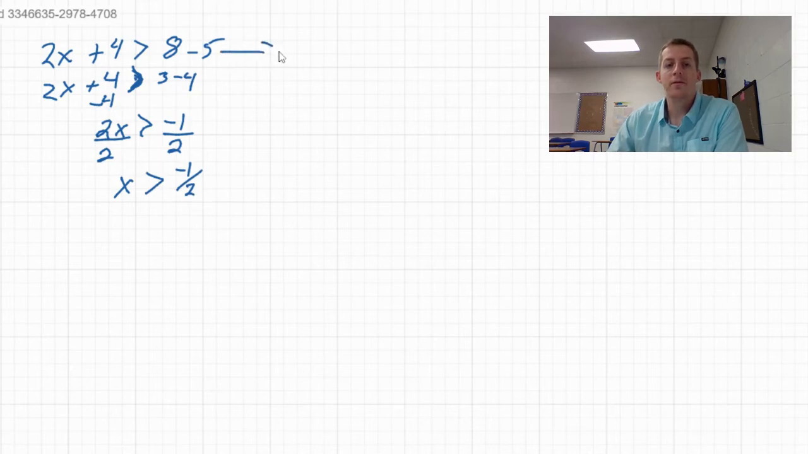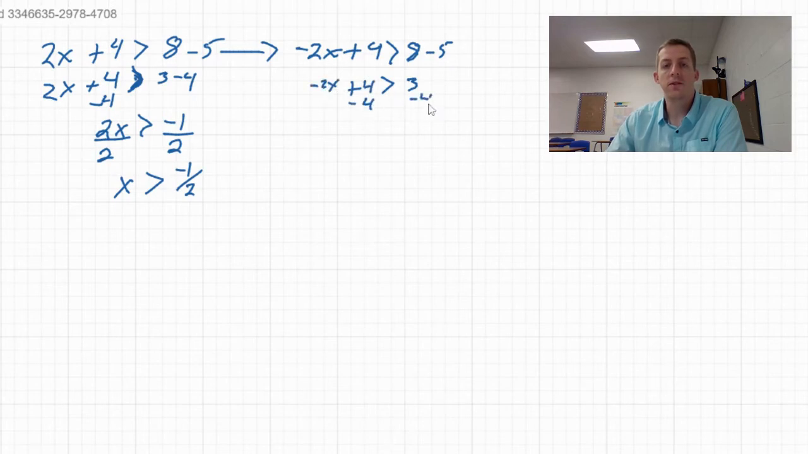Well, let's say, I'm going to draw this over here. Let's say we have the same thing, but it's going to be negative 2x plus 4 greater than 8 minus 5. Well, go through the same process. That's going to be 3 minus 4, negative 2x. Subtract the 4 from both sides. Still going to be greater than. That'll be negative 1. Now we are dividing by a negative 2. What's going to happen if we divide by a negative? We have to change the sign. Since we divided by a negative number, things have flipped. So we got to change it over there, and we now have a positive 1/2.